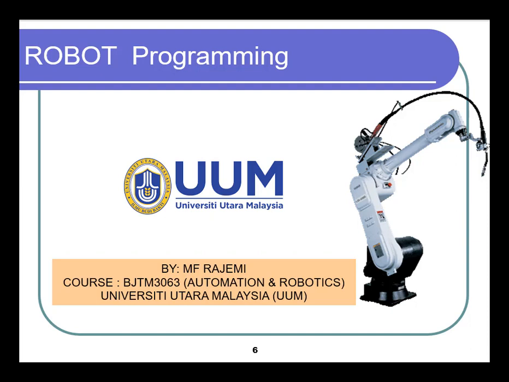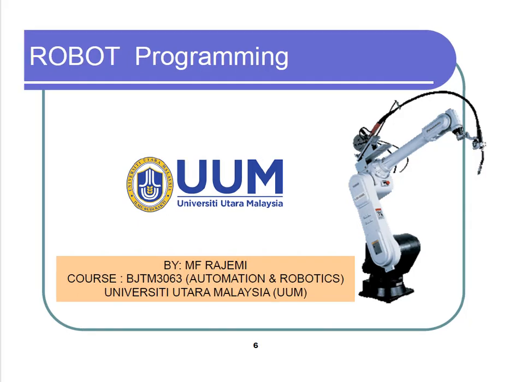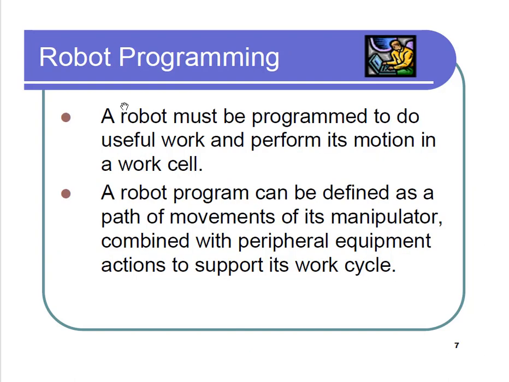Continuing on our course BJTM 3063 Automation and Robotics, I'm going to discuss the basic robot programming in this section. Talking about artificial intelligence, it cannot run away from the programming itself. Any movement of the robot needs to be programmed first. So in this case, we need to know a little bit about the programming of the robot itself.